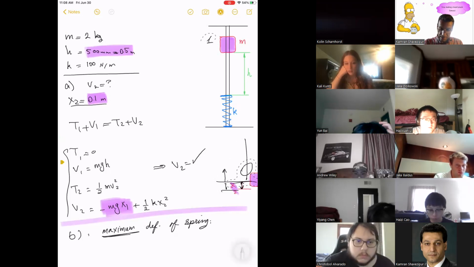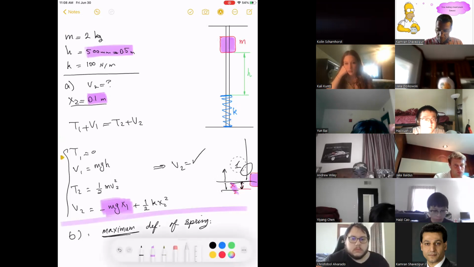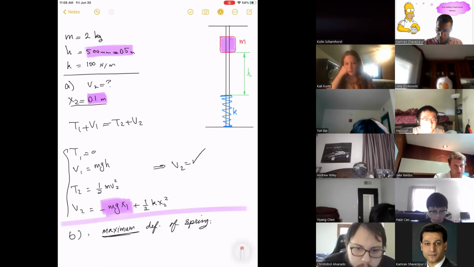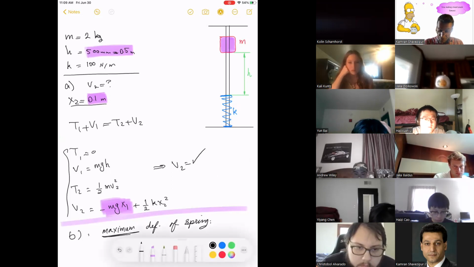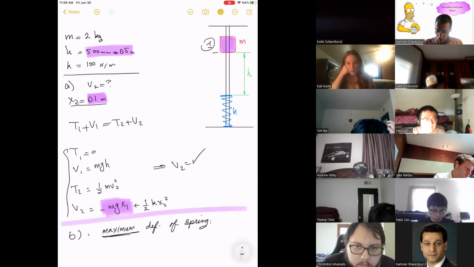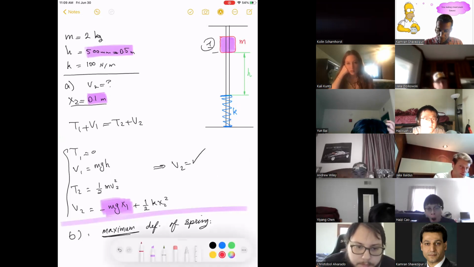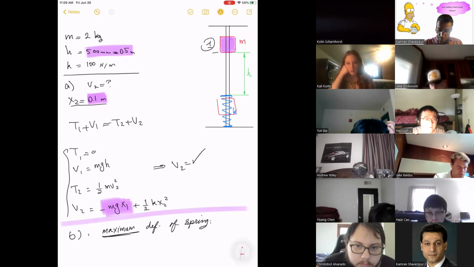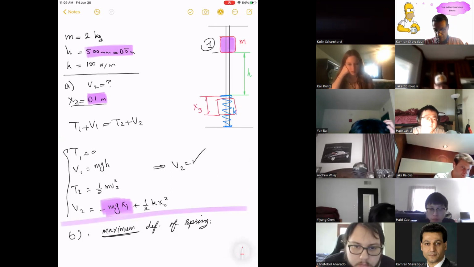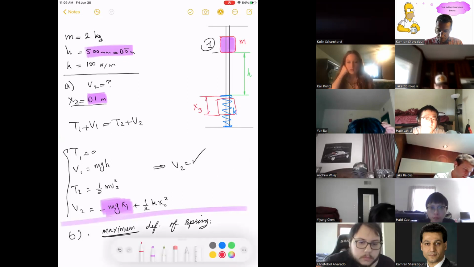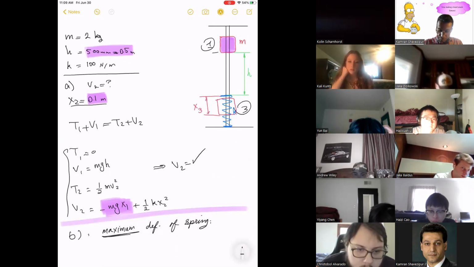Okay. And consider it like a new problem. So if I consider 0.1 here for the case B, this is position 1. Position 2 is when it goes all the way down somewhere here, right? And it stops. So you're going to have the formation of X, let's call it X3, because this is another case. It goes from 1 to 3.